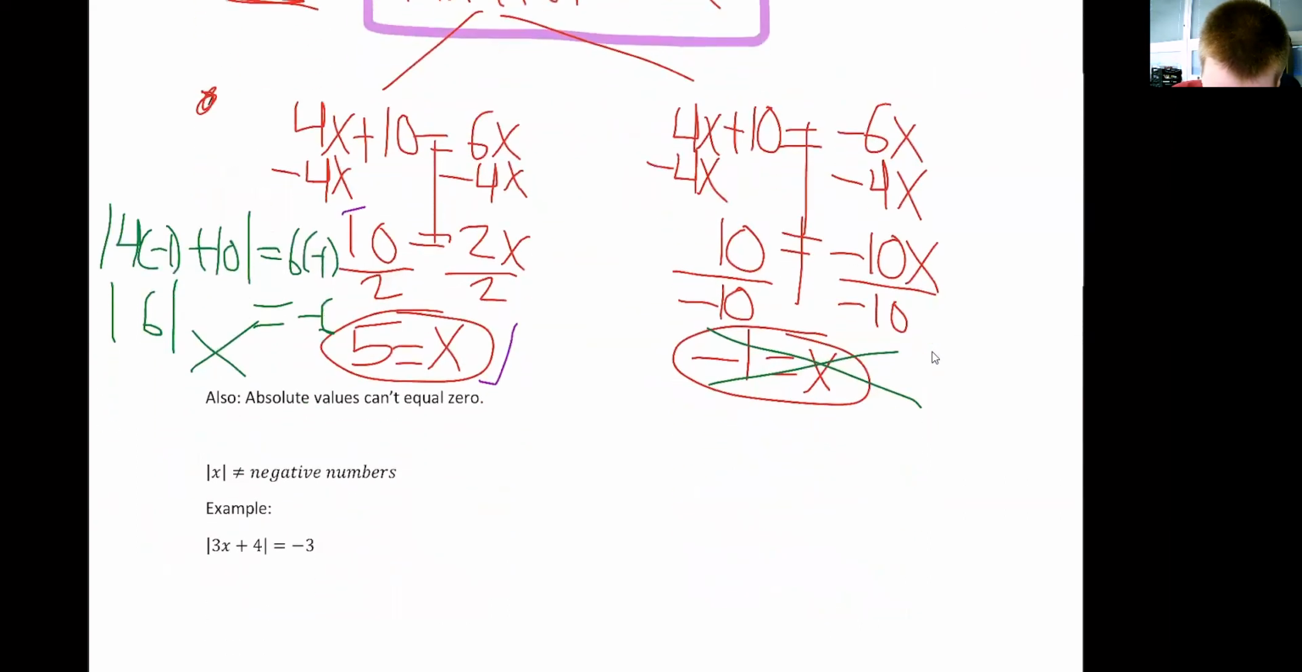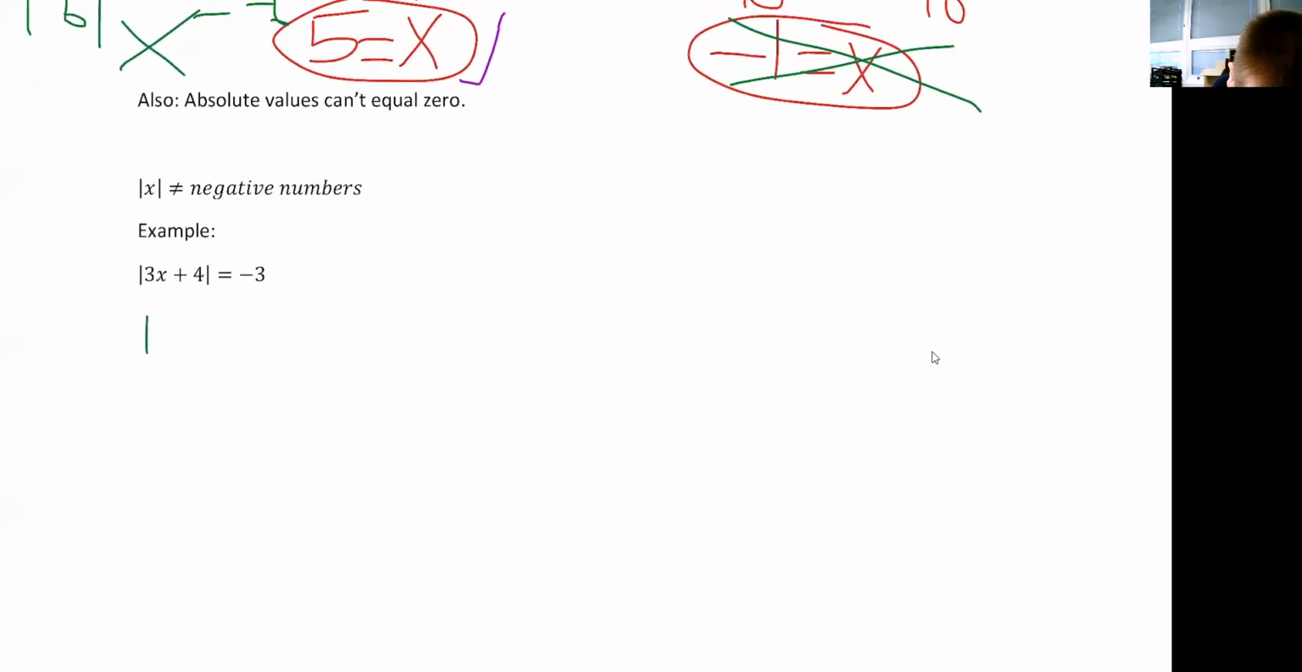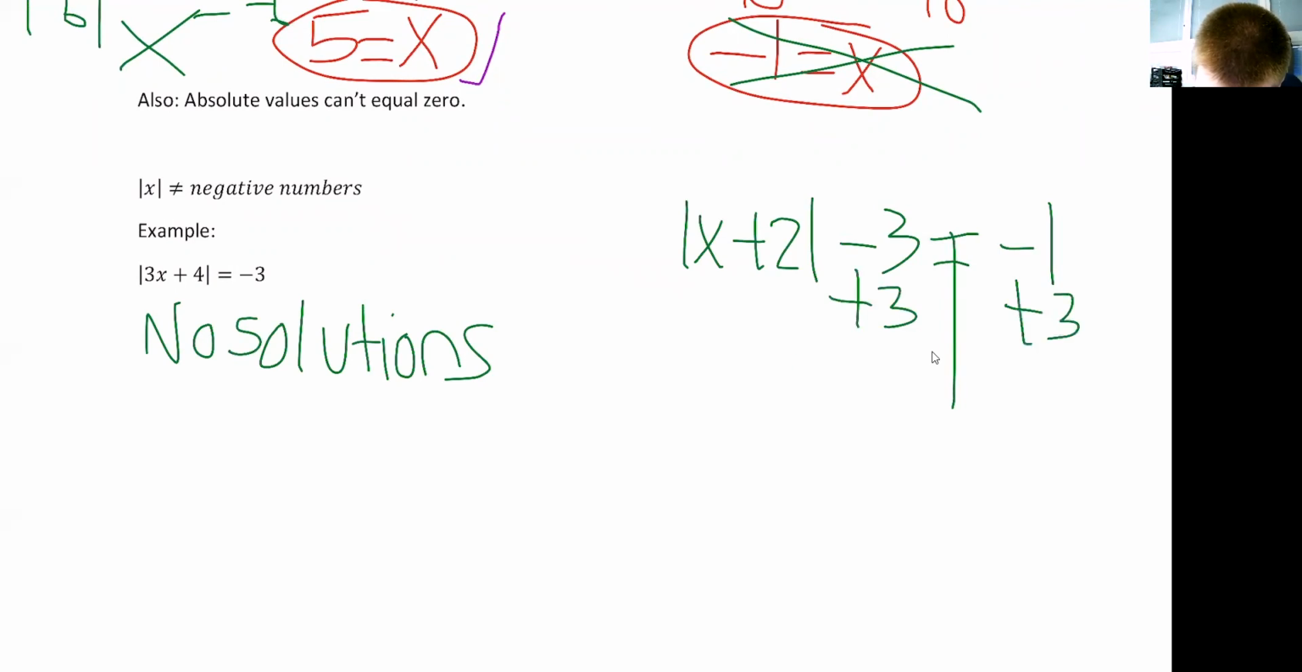And then the only other thing I just wanted to kind of say is absolute values can never equal a negative number. So if you ever get your absolute value part by itself and it equals a negative number, there's just going to be no solutions. If you see something like this. This is only true if your absolute value part is by itself. Like for example, if you had something like this, that isn't no solutions because once you add this 3 over, you're going to get your absolute value equals a positive number.